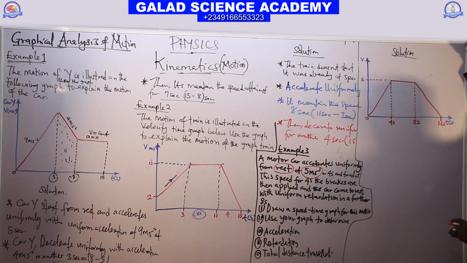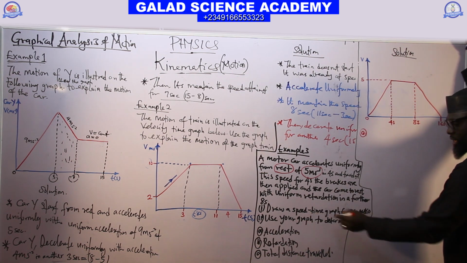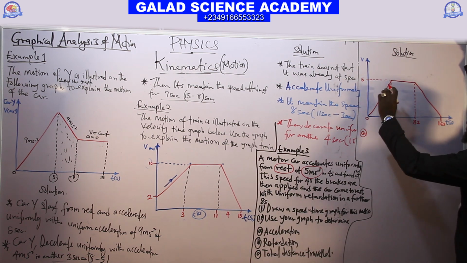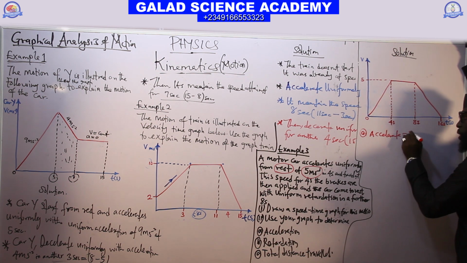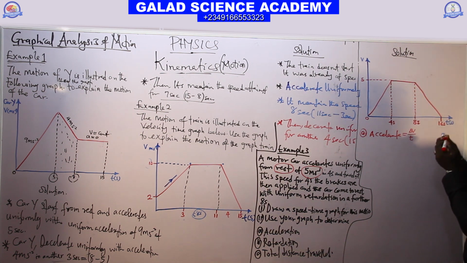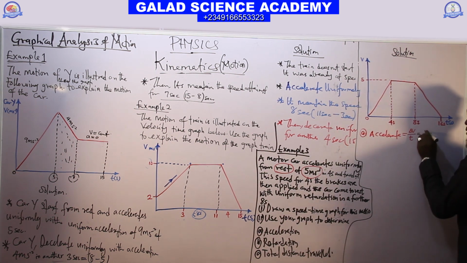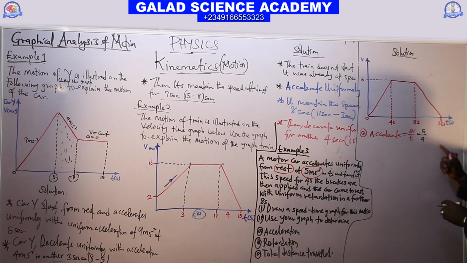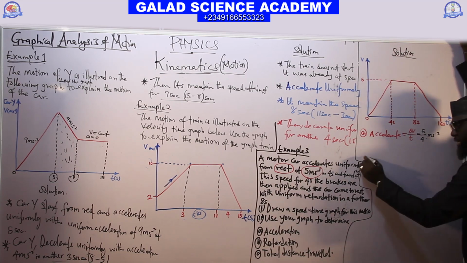So completely, you have drawn it. The next one is: use your graph to find the acceleration. What is acceleration? I told you before that acceleration from the graph is velocity over t. What is our velocity here? It should be 5. What is t? It is 4. So the acceleration is 5 over 4. Press your calculator, you get your answer in meters per second square.